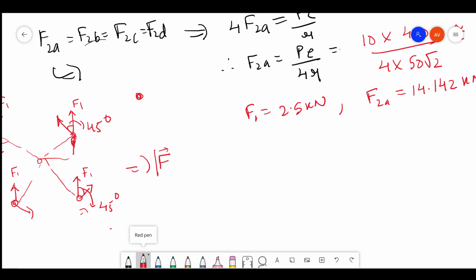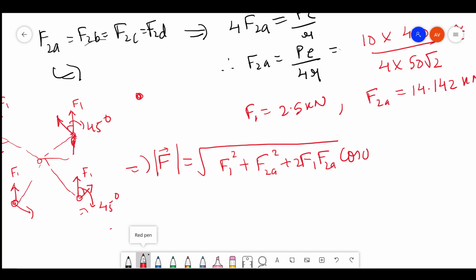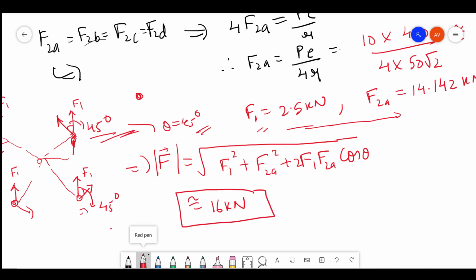So the magnitude of the resultant force is given by the square root of F1 square plus F2A square plus 2 F1 F2A cos theta. In this case, theta is 45 degrees. So using these three values, what you're going to get is roughly 16 kilonewton. So this is your final answer.